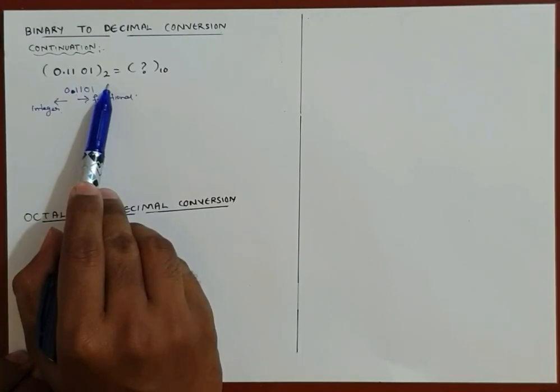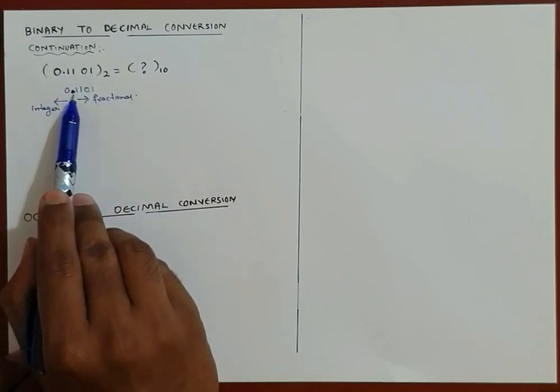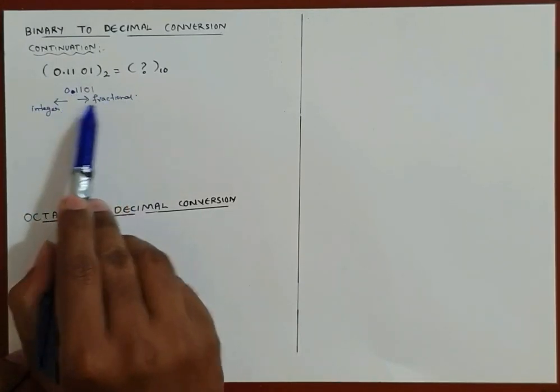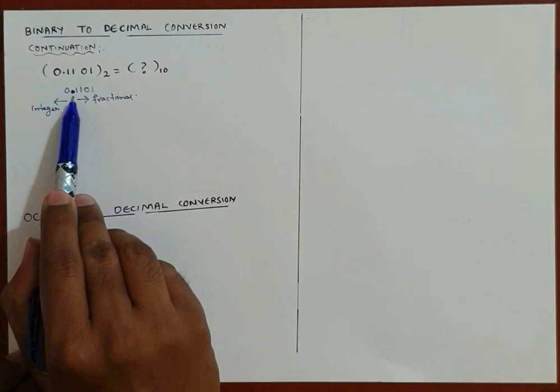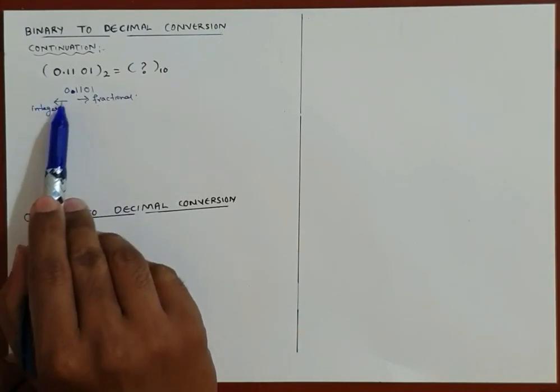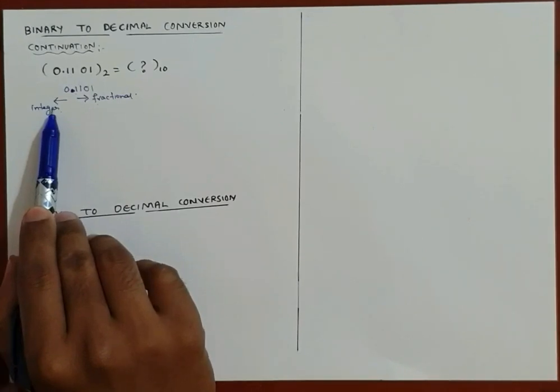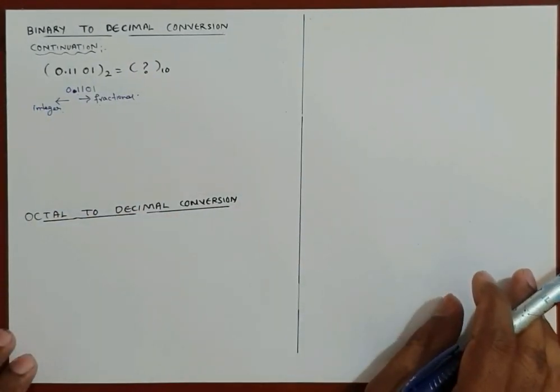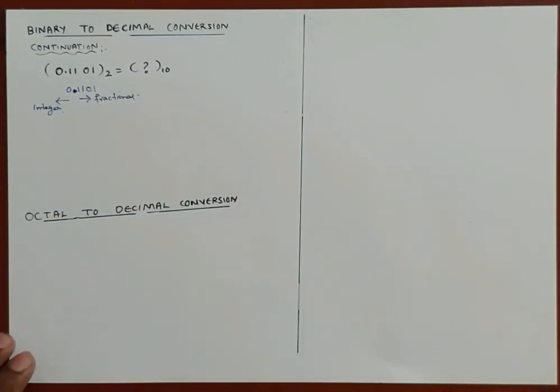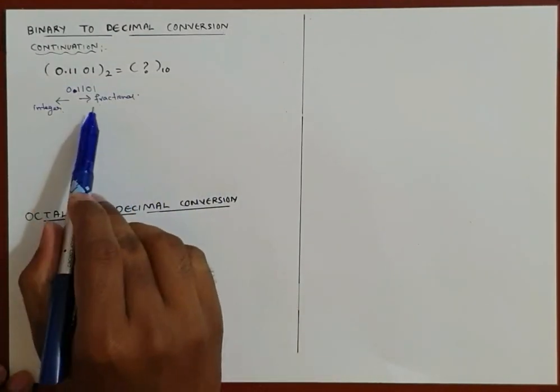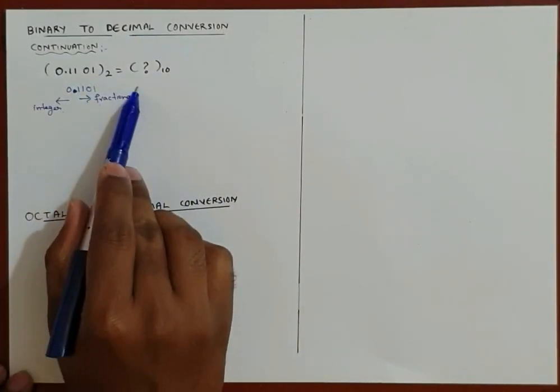Now what is the meaning of fractional value here? The number after this point is called the fractional value. The number before the decimal point is called the integer value. In the previous section we solved the numerical with only the integer part. Next we solved the numerical with both integer and fractional parts. Now we will solve the numerical with only fractional value.